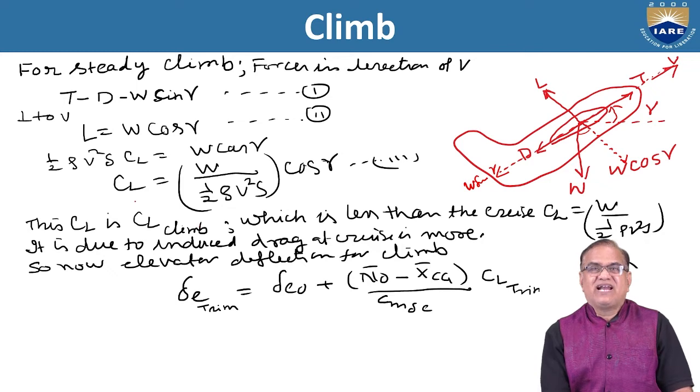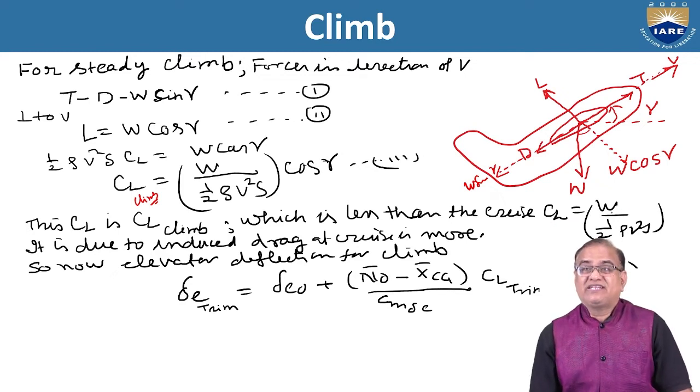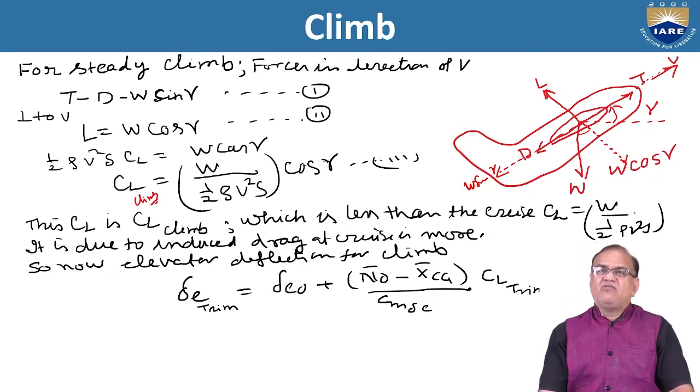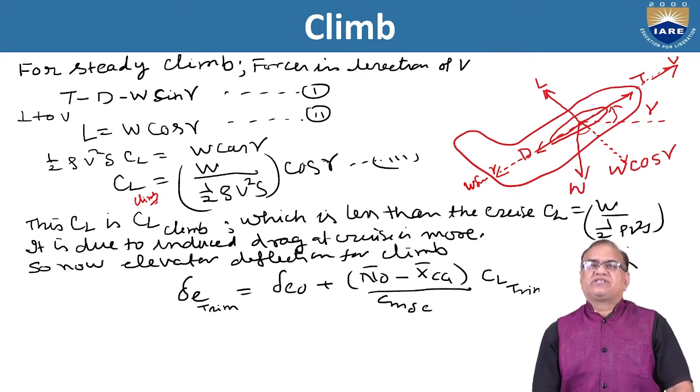This is called the CL climb, which is less than the cruise CL. That is W by half rho V square. If it is a cruise, this L should be equal to W, but here it is W cos gamma. So the value of CL climb will be less than the value of CL cruise, because the reduced drag at cruise is more.